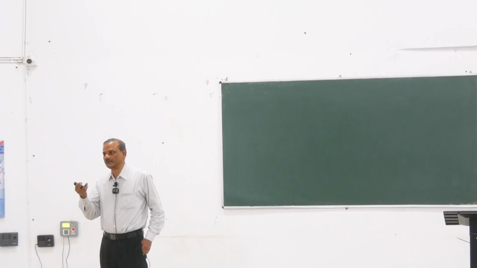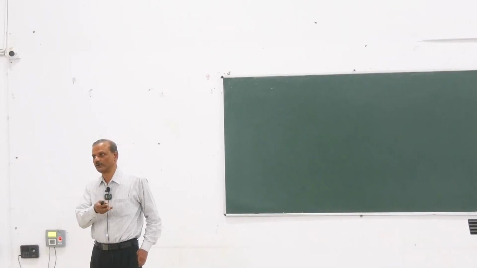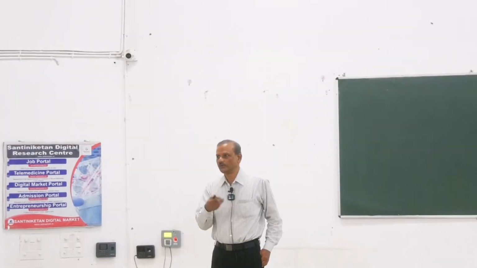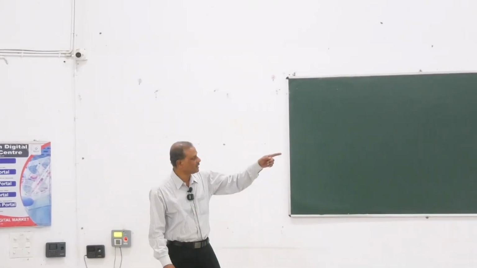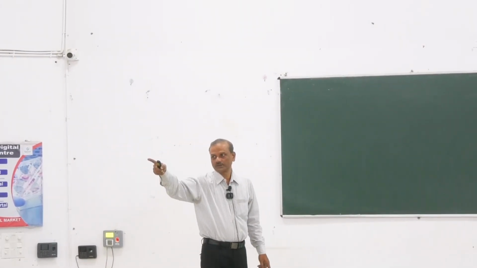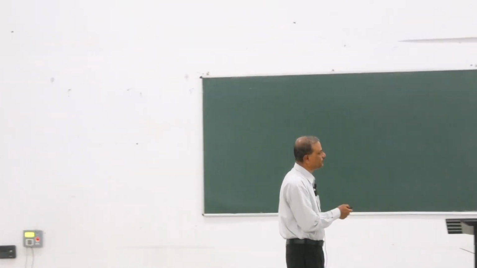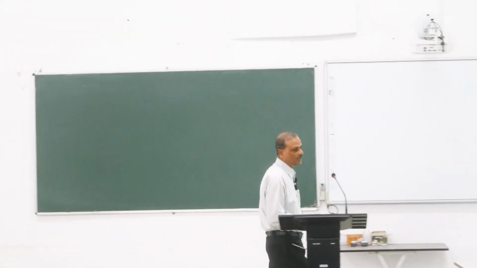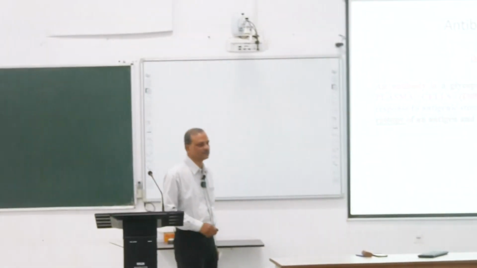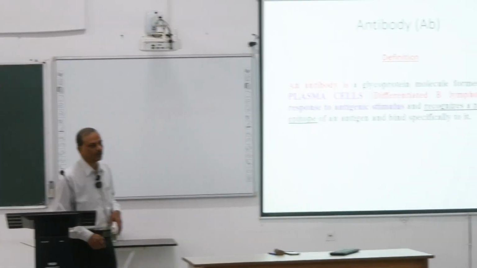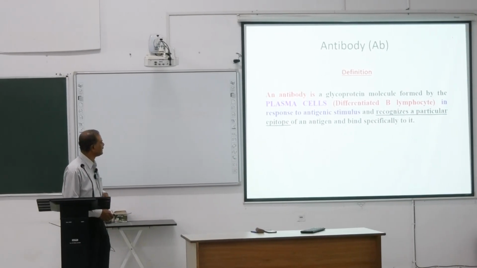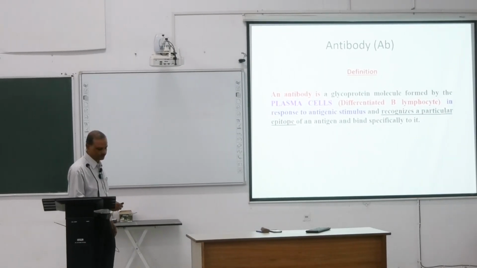So you don't read. See, immunology has been covered. If you don't read, then you will not be able to understand. So antibody is produced by the plasma cells, and these are differentiated B lymphocytes, and they recognize a particular part of the antigen that is called the epitope.